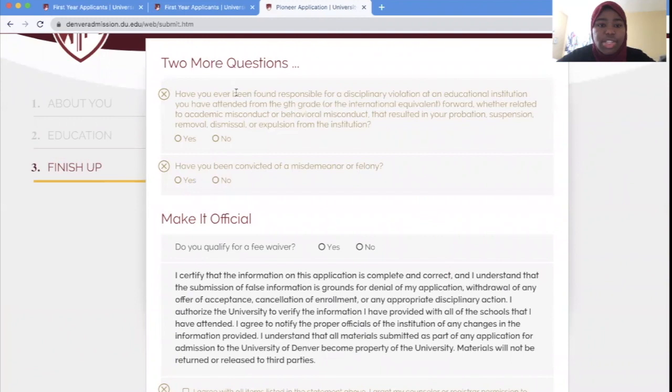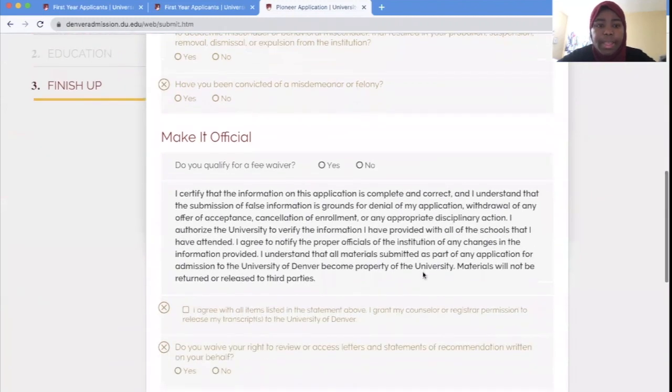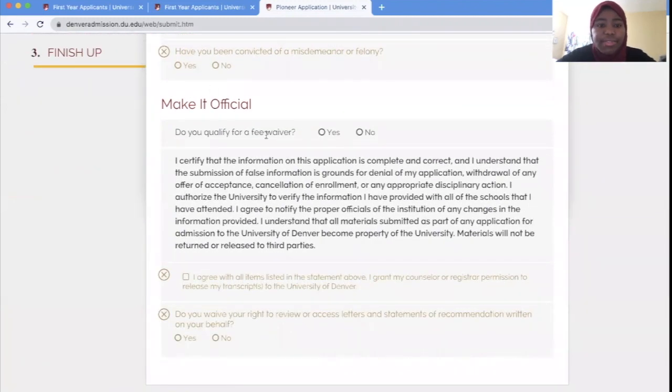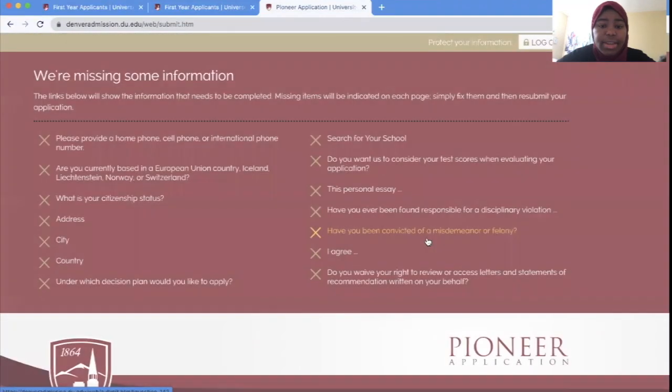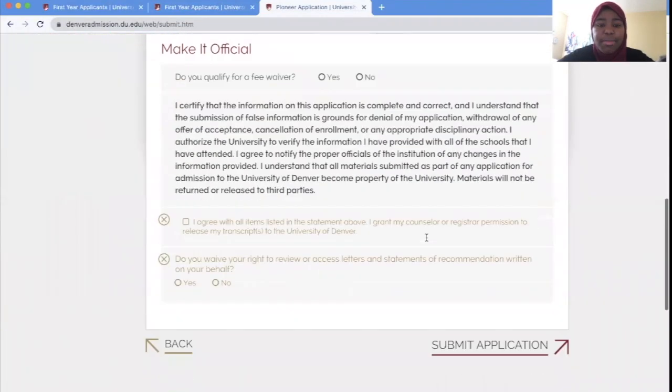So there are 2 more questions asking about any disciplinary violations. And then to make it official, there is an application fee. Students who have a fee waiver can request one. You just have to put that information in. And after you're done, you submit your application and make it official.